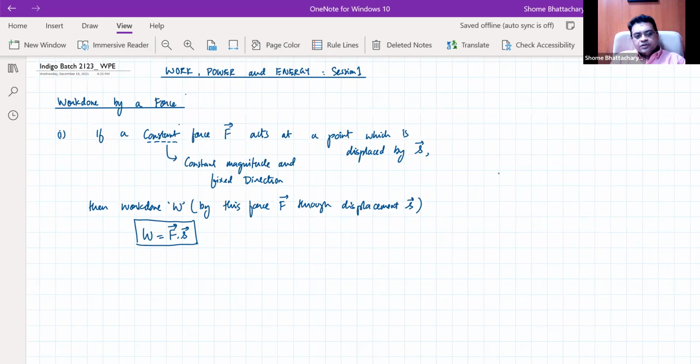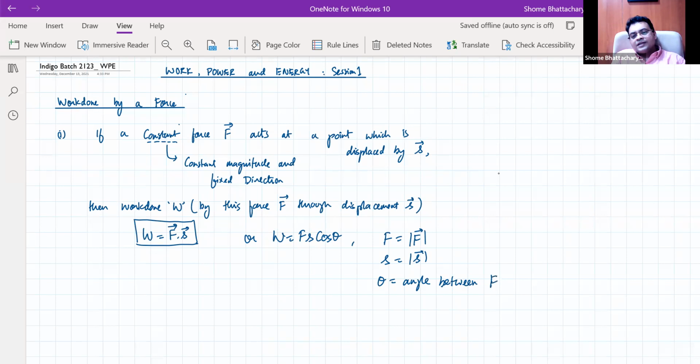So as per the definition of work as a dot product, we can say now that W is equal to F S cos theta, where F is nothing but the magnitude of the force, S is the magnitude of whatever displacement is occurring. But most importantly, what is theta? It is the angle between the force vector and the displacement vector.